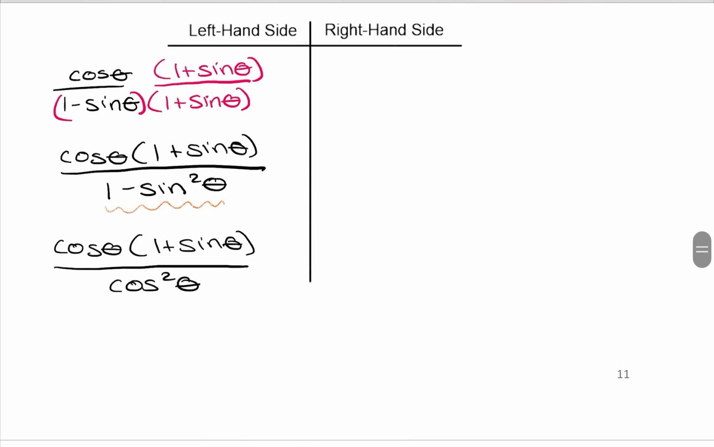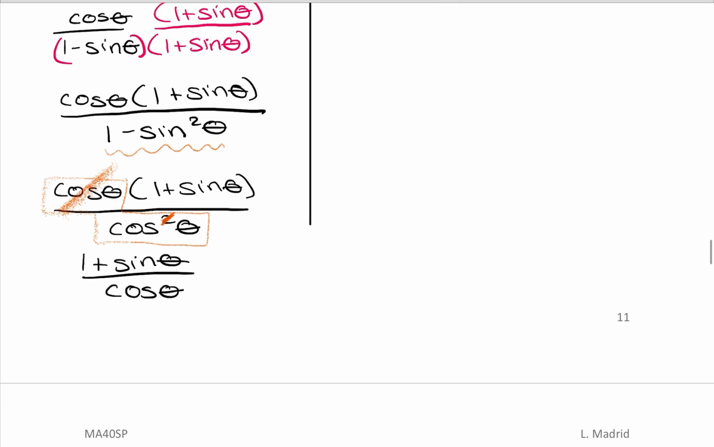There's another reason why I didn't get rid of the brackets on the top, because now you should be able to see that I can do some canceling. The cos theta on the top is going to cancel with one of the cos thetas on the bottom. So now I'm left with 1 plus sine theta over cos theta. Another way I can write this, remember when you just have a monomial on the bottom, you can split up the top: 1 over cos theta plus sine theta over cos theta. All I'm doing here is writing it as two separate fractions.